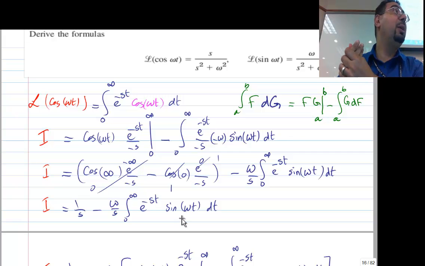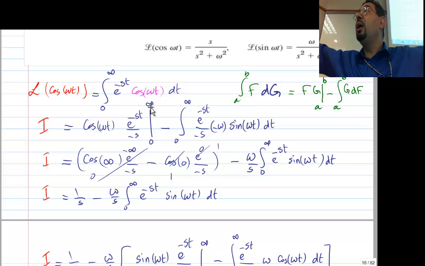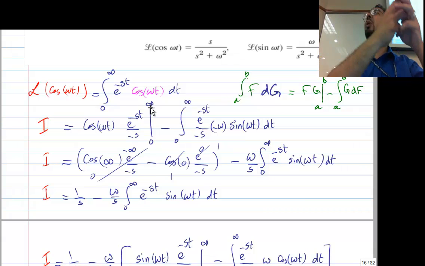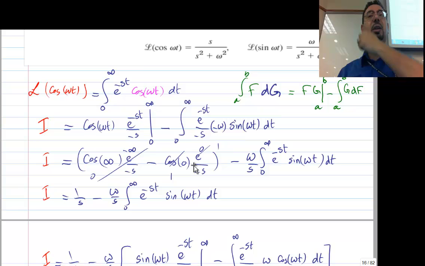The sine will disappear and you will end up with cosine, which is the original one. And so you will get the integration showing up twice with a bunch of stuff. You pull it on one side, and here you have the integration. So it's a very nice trick.